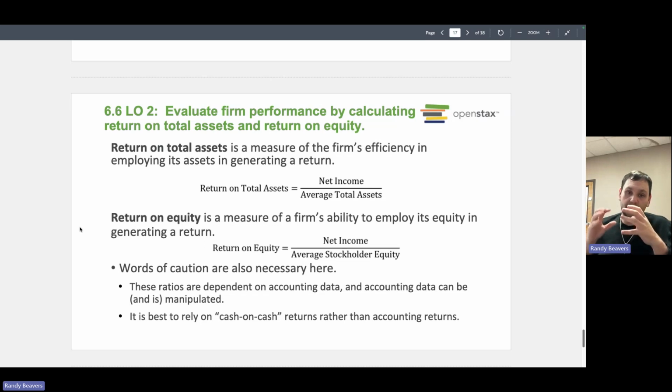And then we take that number, that's the bottom part of the fraction. So then we'd have net income divided by whatever that average is for total assets for return on total assets, and stockholder equity for the return on equity, respectively. Again, these ratios are very dependent on accounting data that can be easily manipulated. And yours truly, especially from a finance perspective, I would say it's best to rely on cash returns rather than accounting returns.